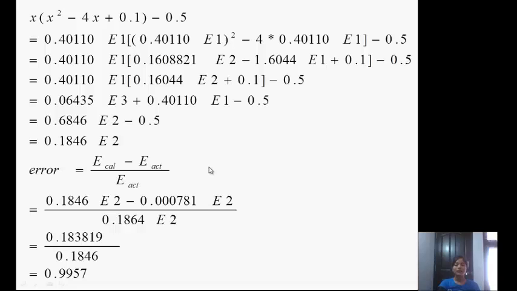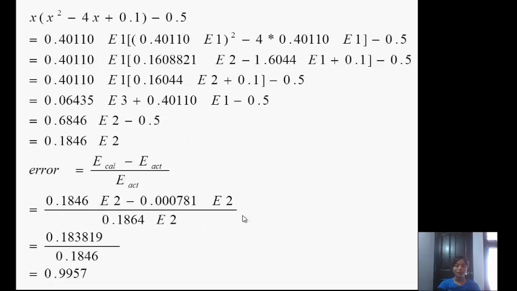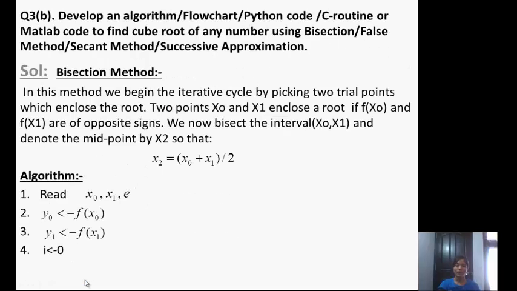So by this we can calculate our error as E calculated minus E actual upon E actual. By substituting these values, that is E calculated is 0.1846 into 10 raised to power 2, and the actual value is 0.000781 into 10 raised to power 2, we have our error term as 0.9957.